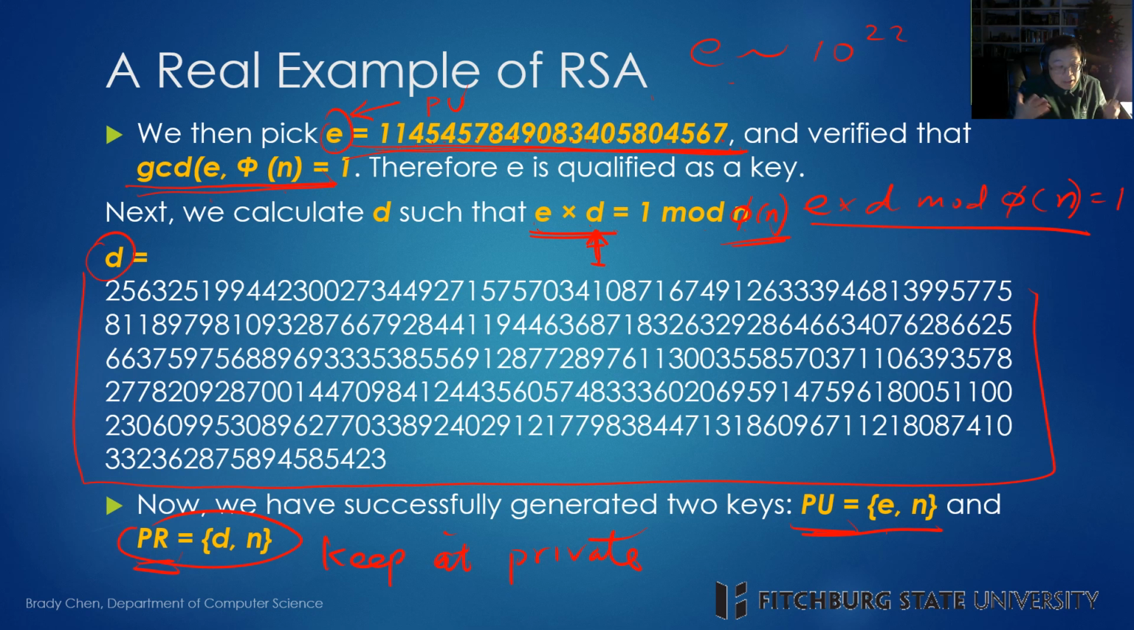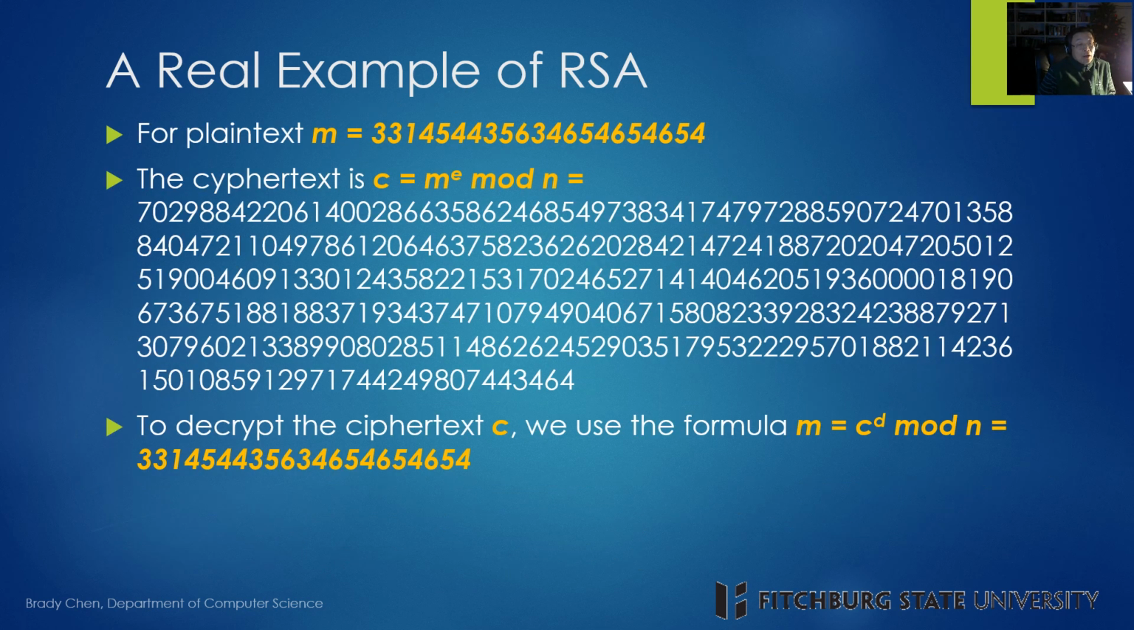Okay, so we generate n. We first generate the two prime numbers p and q, and then we multiply p and q to generate n. We calculate phi of n, and then we generate the public key e, and then we generate the private key d by finding the multiplicative inverse modulo phi of n. Okay. So now we can do the encryption.